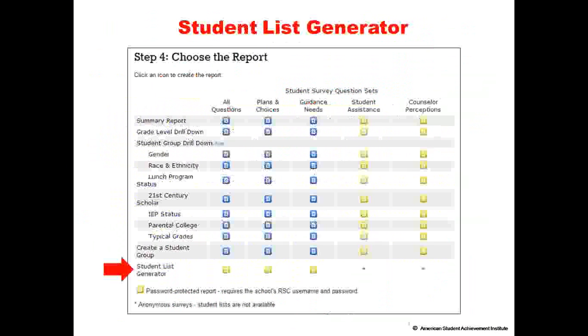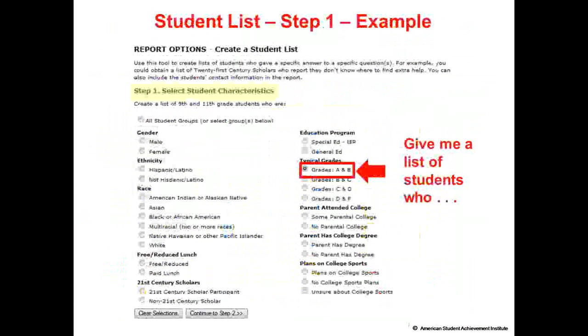Okay, so to get the student information on the report list, the very last report there is the student list generator. If you click on one of those icons, you'll go to a page that looks like this, and this is where you start ordering the report. On the first page, you're selecting the student characteristics. As an example, let's tell the computer, give me a list of students who report that they get A's and B's on a report card.